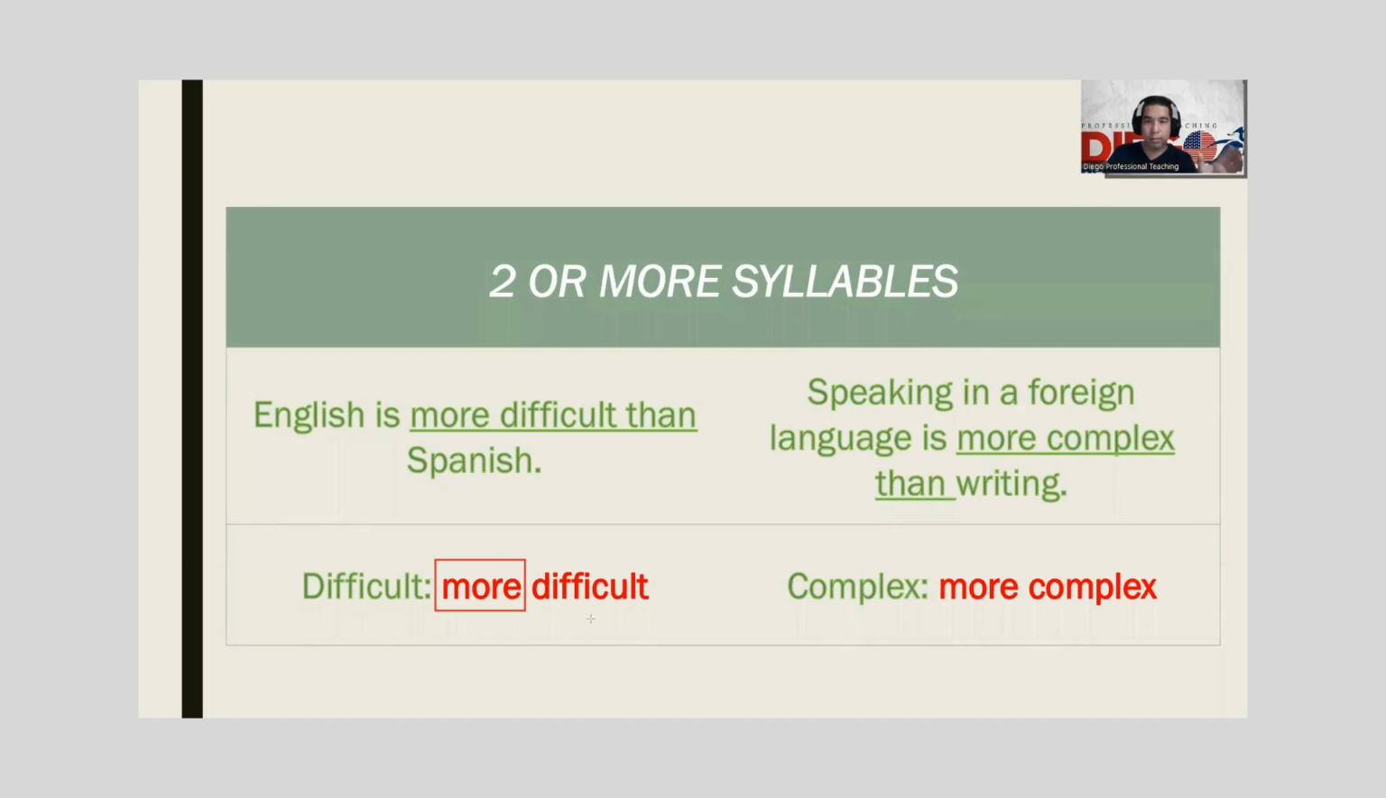and the adjective. Okay? Now, speaking in a foreign language is more complex than writing. Complex, 2 syllables. When it's no final Y, I only put more and the adjective. Like in this case, more complex. Yeah? This is how it works. The rule here is much easier. Okay? It's simple. You just have to put more and the adjective or the word that you need.